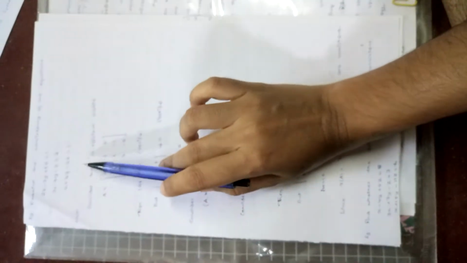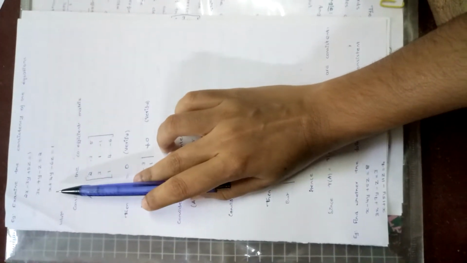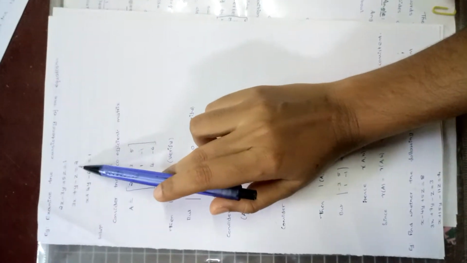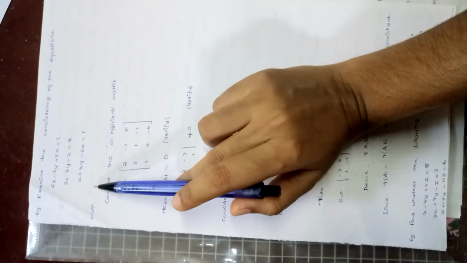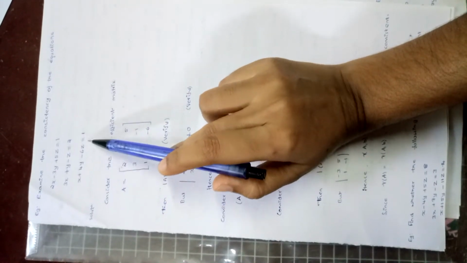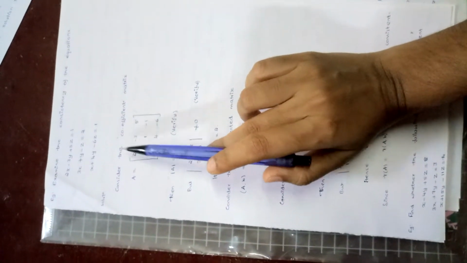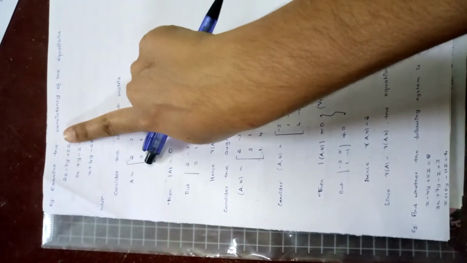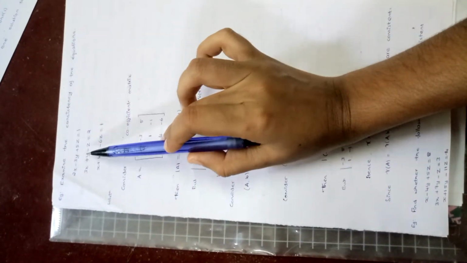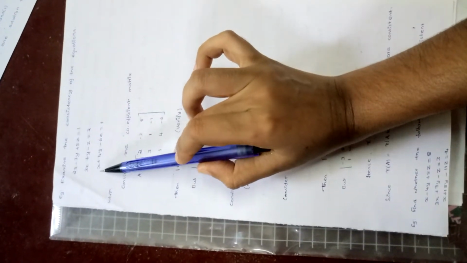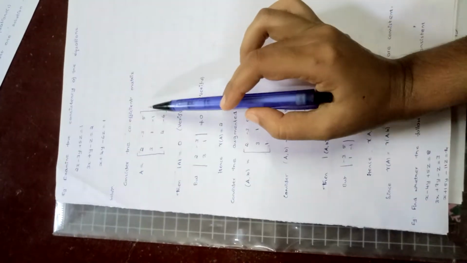Now consider a problem. Examine the consistency of the equations 2x minus 3y plus 5z is equal to 1, 3x plus y minus z is equal to 2, and x plus 4y minus 6z is equal to 1. Now consider the coefficient matrix, that is, the constants of the left hand side. A is [2, -3, 5; 3, 1, -1; 1, 4, -6].